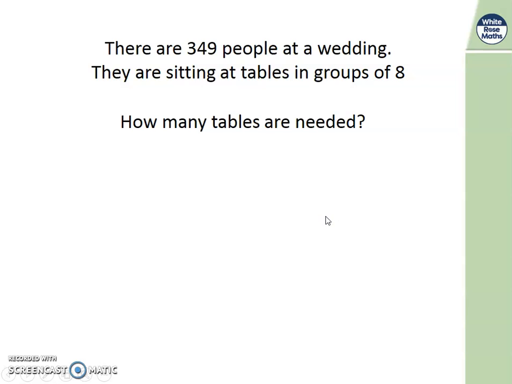Let's have a look at this question. There are 349 people at a wedding. They are sitting at tables in groups of 8. How many tables are needed? Think carefully about this one. Let's apply a method we know. We are going to be doing 349 divided by 8.